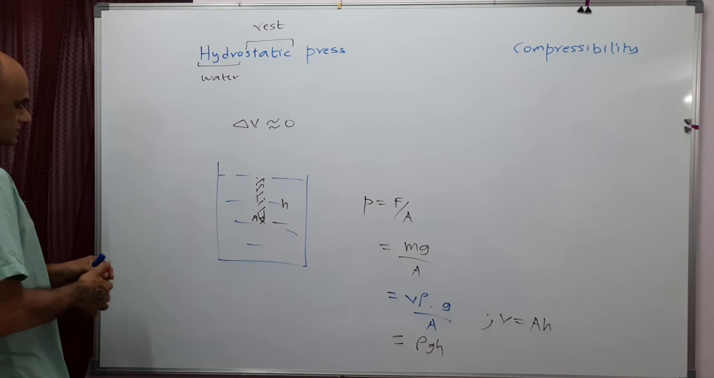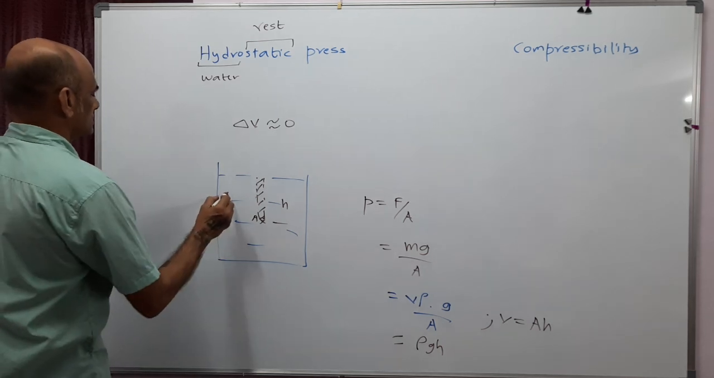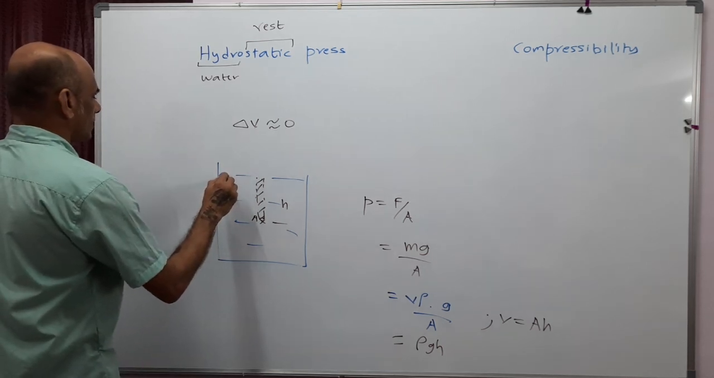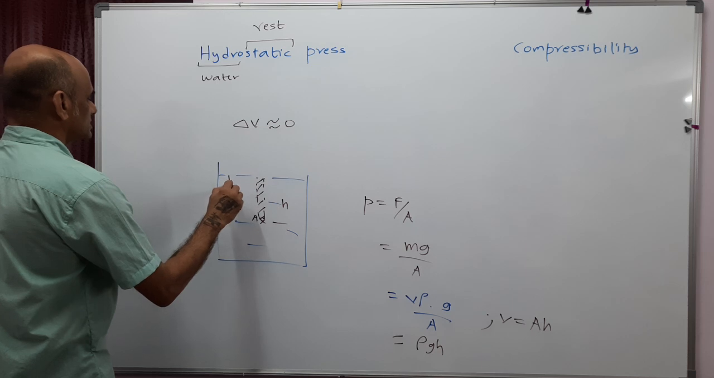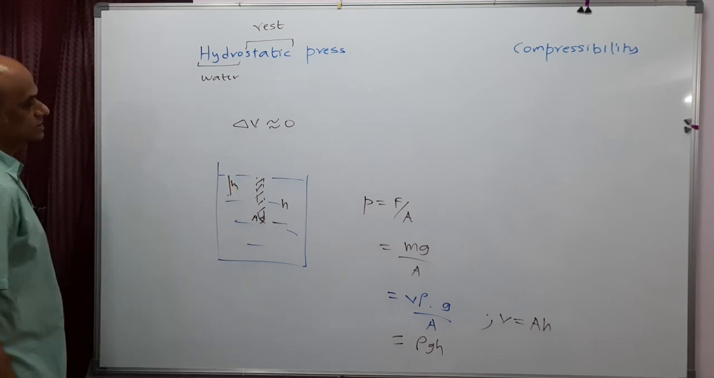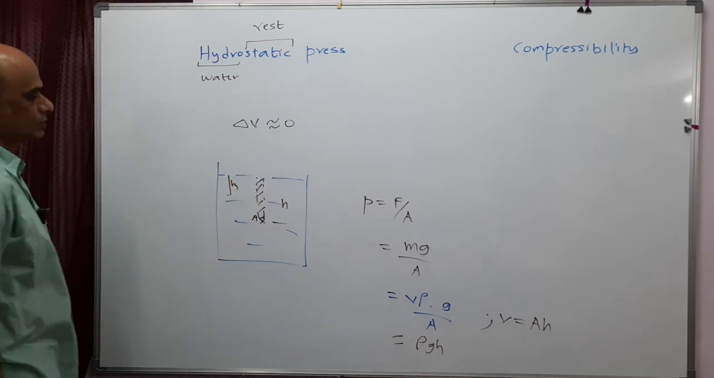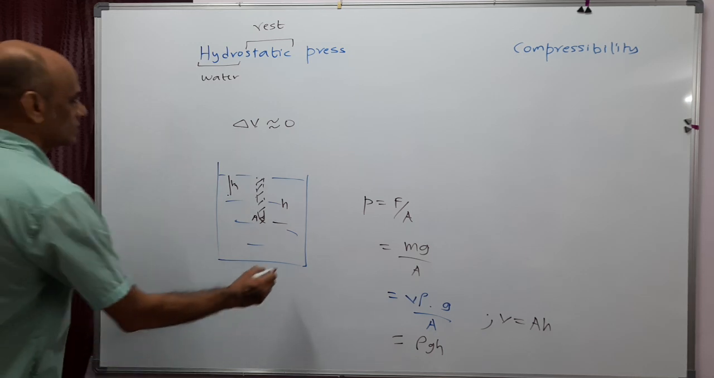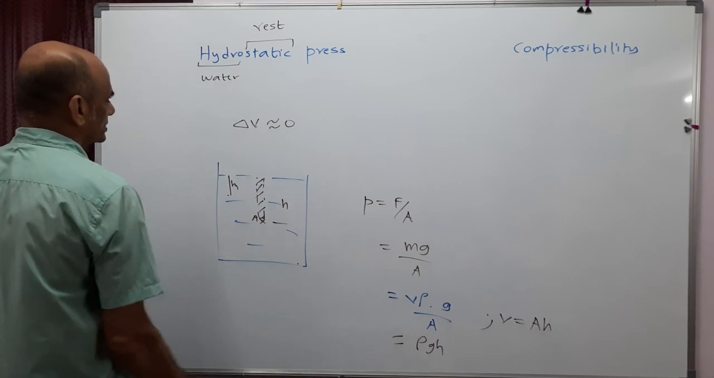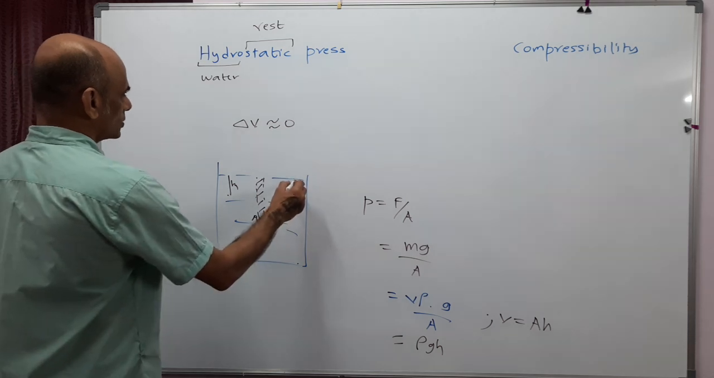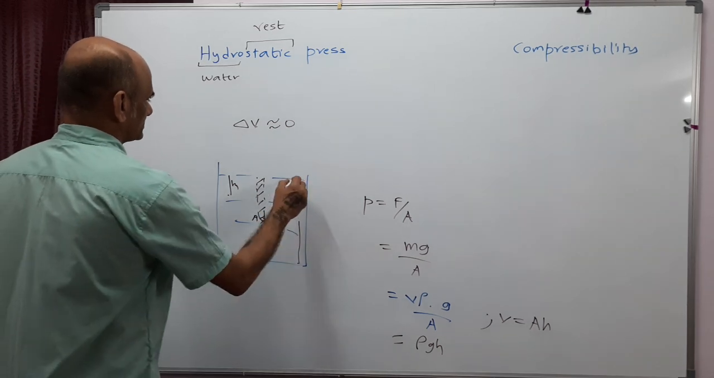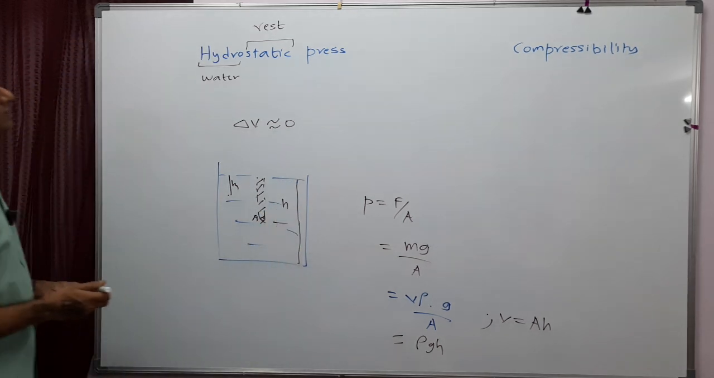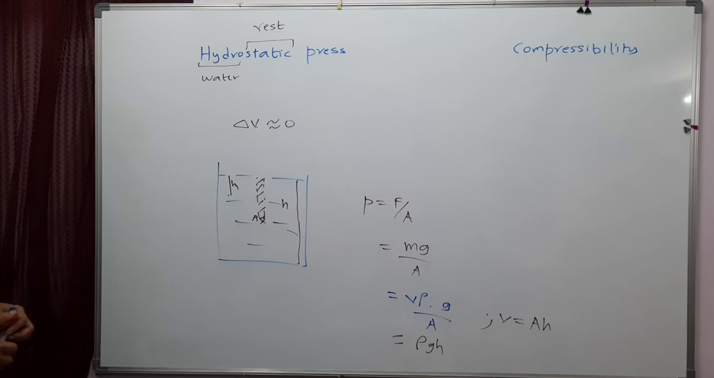So pressure at any point inside water depends on the height of water above it. Suppose this is h1. The pressure at this point is rho g h1, where rho is the density of the water and g is the acceleration due to gravity. At the bottommost point, the pressure will be maximum. It's rho g into the full height. So this is one basic concept we'll be using.